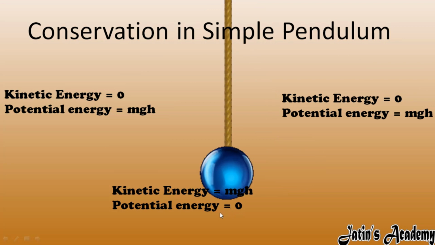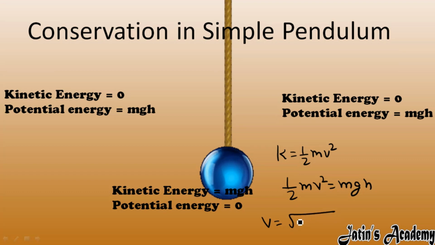Why is potential energy at this point 0? Because this is the minimum distance. At this point height is 0. So when height is 0, potential energy at this point is 0, and the whole potential energy at the extreme position is converted into kinetic energy. That's why at this point kinetic energy is maximum. You can also write kinetic energy as half mv square, and this half mv square is equal to the potential energy, when we are ignoring air friction, which equals mgh. So from here again we get the same relation: v equals under root 2gh.